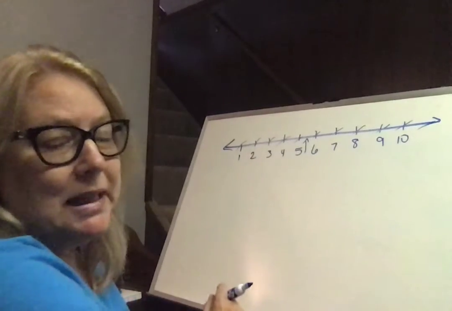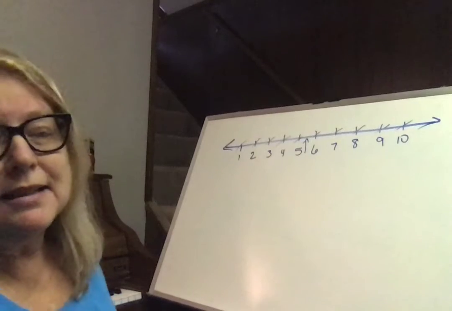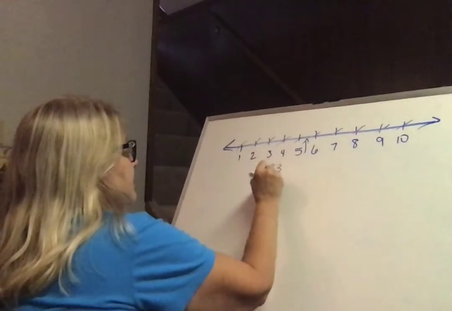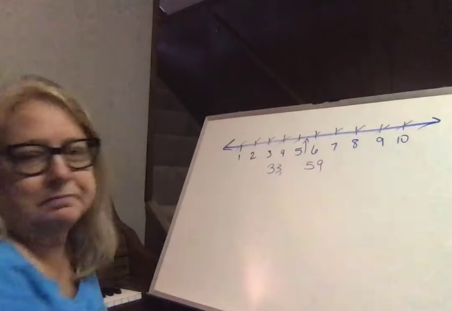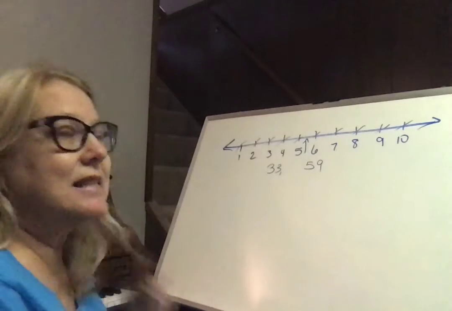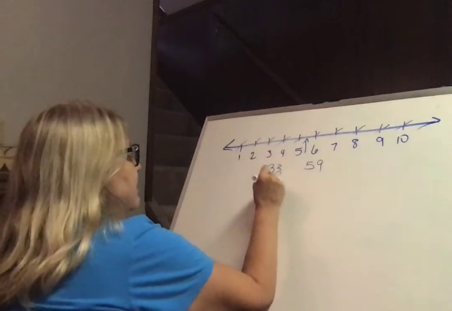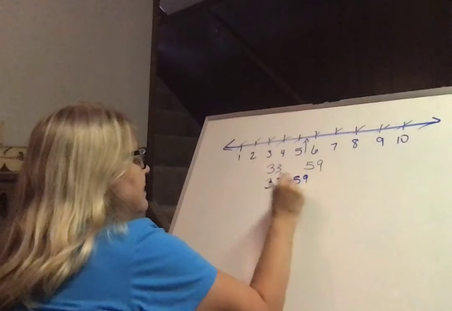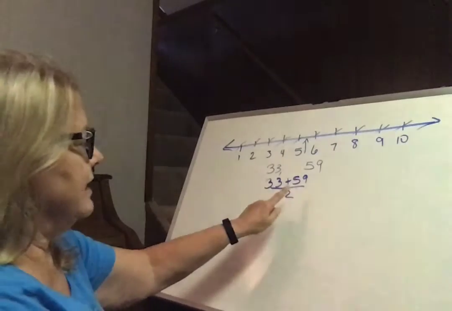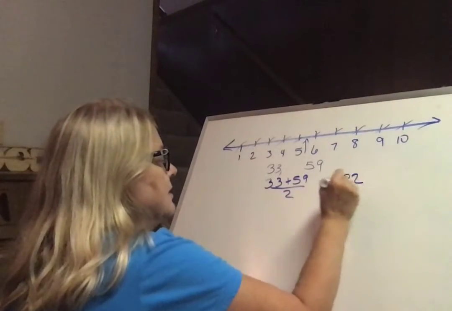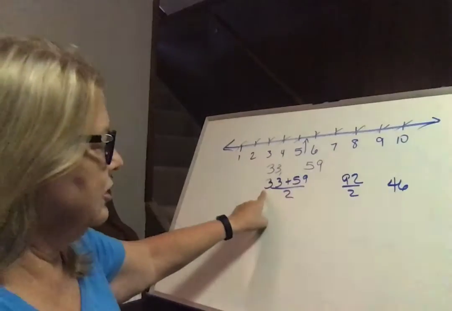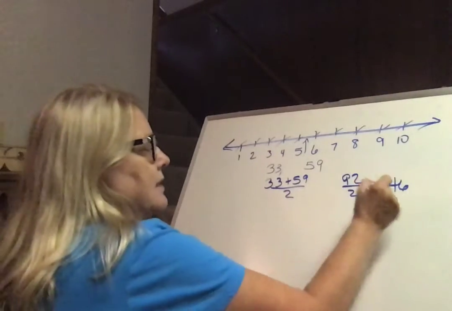But that seems like a lot of work and pretty complicated if the numbers got much bigger. Suppose we were finding the average between 33 and 59. That would be a really long number line. We said it's the average, so we could add 33 plus 59 and divide by 2. 33 plus 59, 30 and 50 is 80, plus 12 is 92, divided by 2. The average is 46. Halfway between 33 and 59 is the number 46.